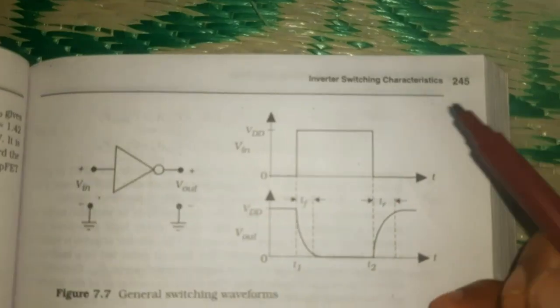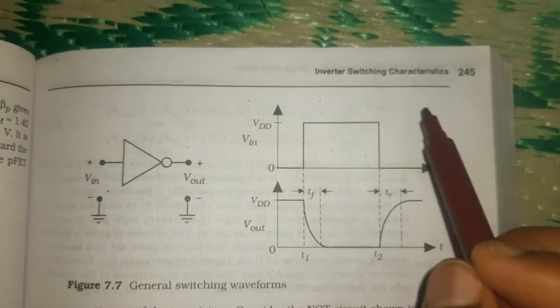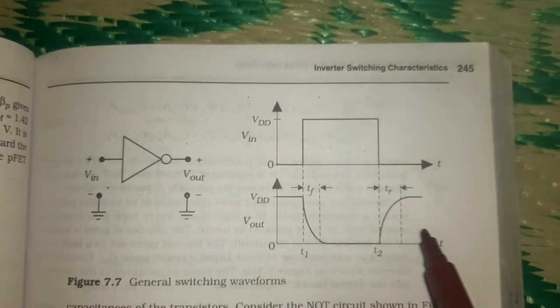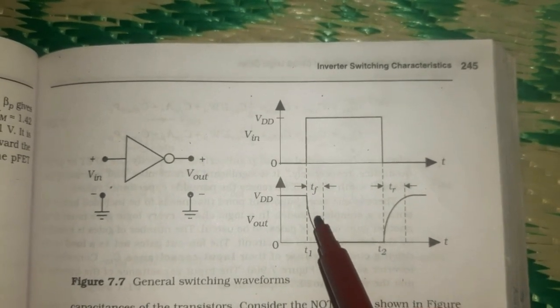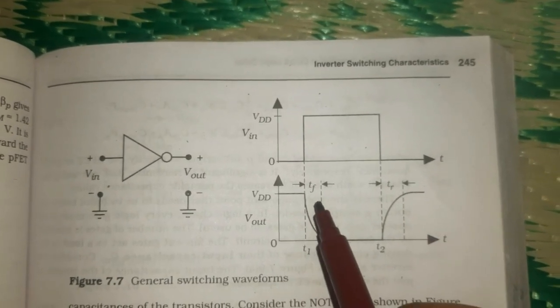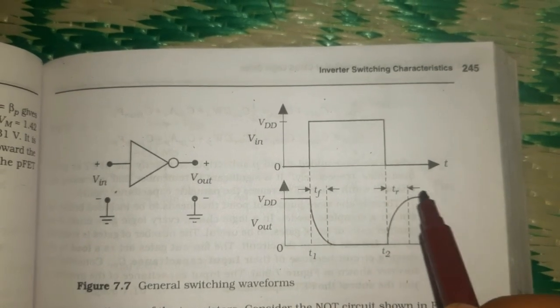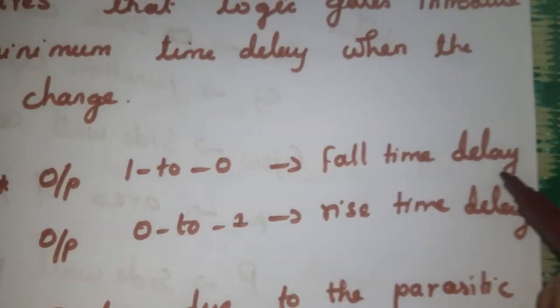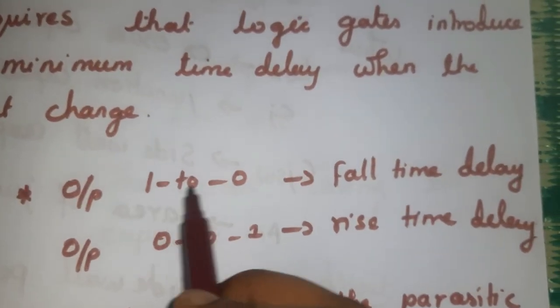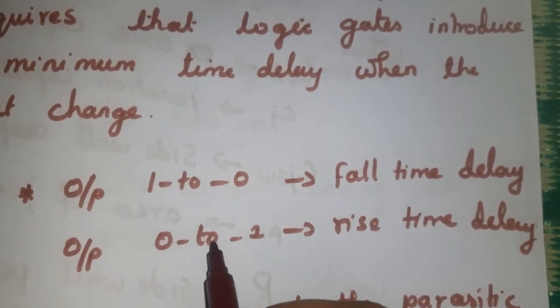Here we have to find the switching characteristics of the inverter. Considering the inverter and this input, we will get the output like this. This is the fall time delay and this is the rise time delay. Our aim is to find the time delay of this fall time and this rise time. The fall time delay occurs when the output changes from 1 to 0, and the rise time occurs when the output changes from 0 to 1.